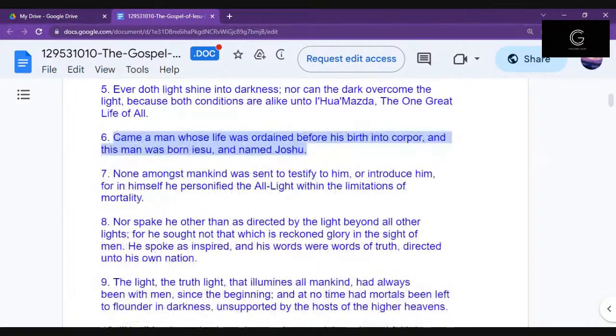Came a man whose life was ordained before his birth to the corporeal world, and this man was born iesu and named Yeshu. This is your amalgamated part of your amalgamated Jesus.